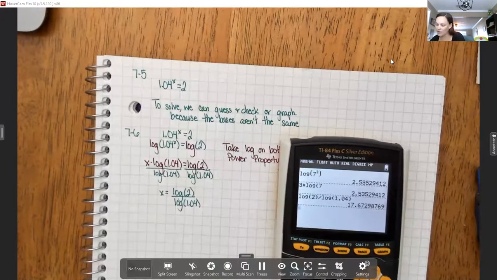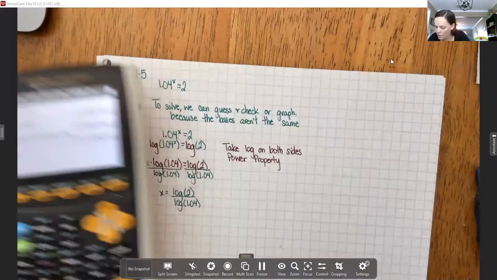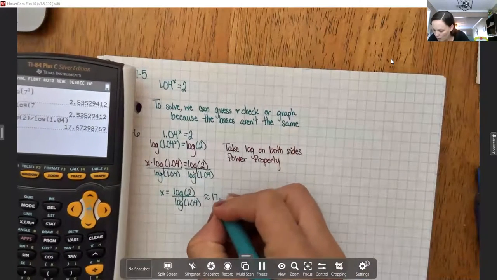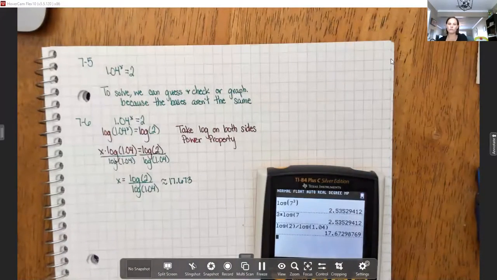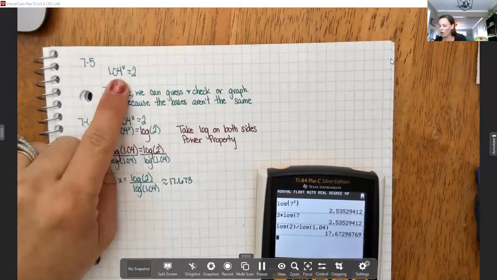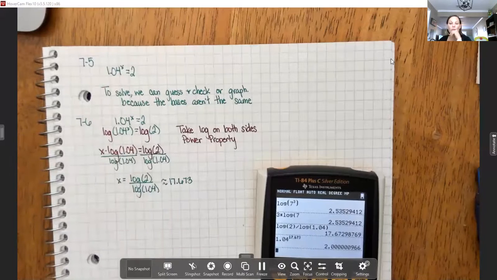So approximately 17.673. To check our answer, we could just go back and plug it in, 1.04 to the power of 17.673. And we see that that's pretty much 2.